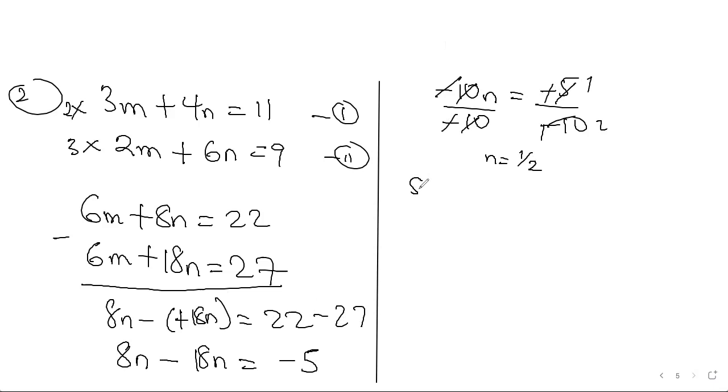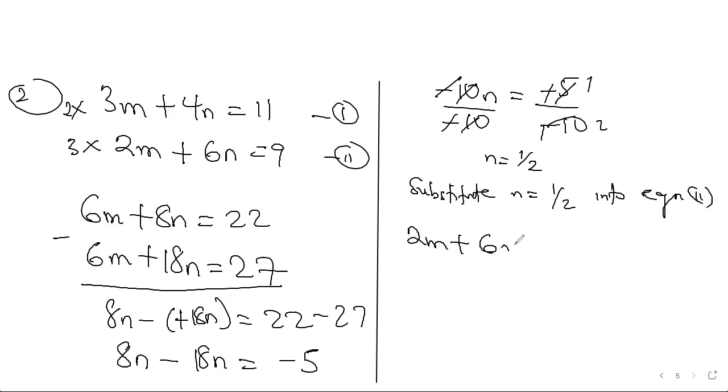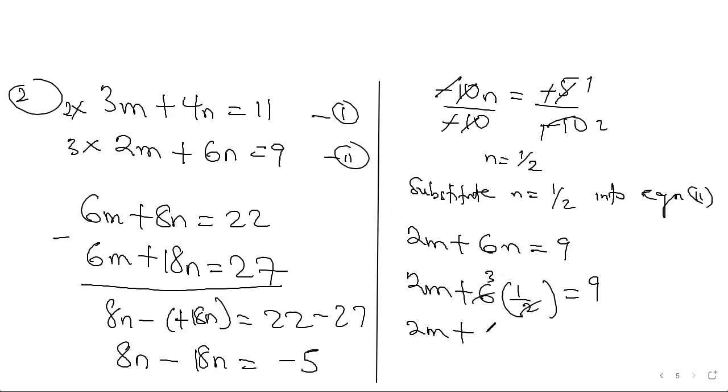So I substitute n equals half into, you have to use either of these equations, the original one preferred, into equation 2 this time. So I'll have 2m plus 6n equals 9. That's the original equation before I multiplied. Then 2m plus 6 into half equals 9. So this 2 can cancel this, and that will give you 3 there. 3 times 1 is 3, equals 9.